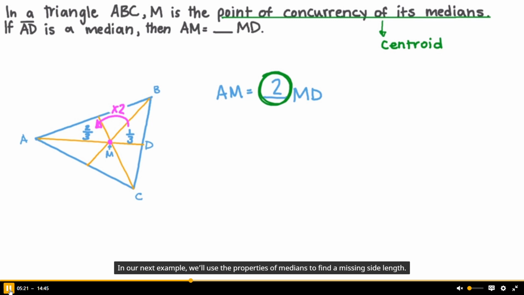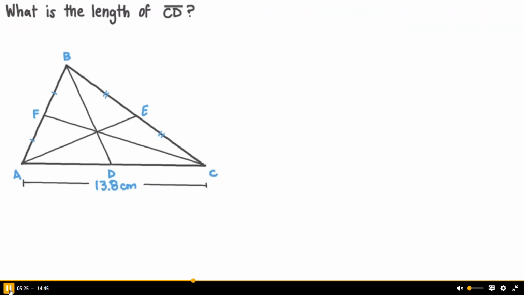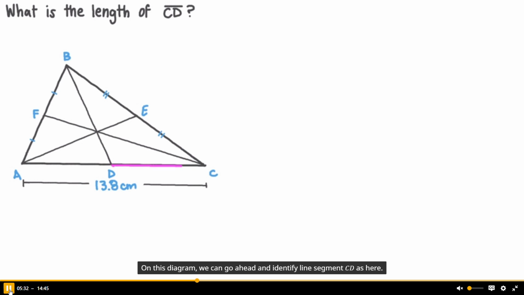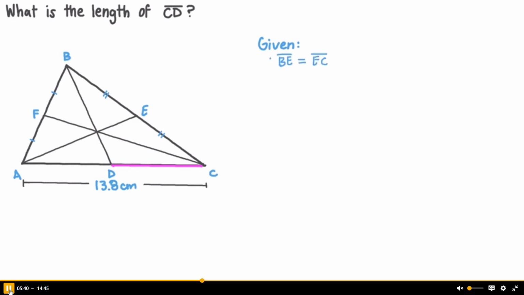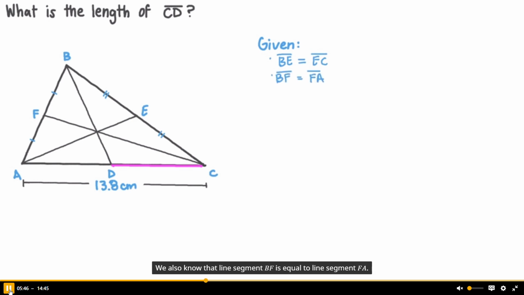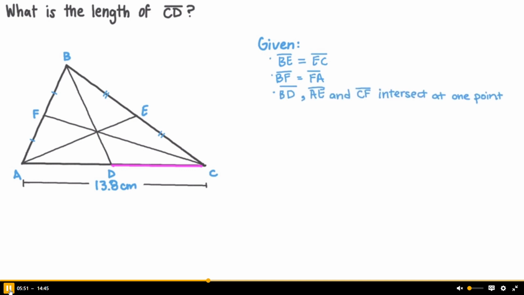In our next example, we'll use the properties of medians to find the missing side length. What is the length of the line segment CD in this triangle? On this diagram, we can go ahead and identify the line segment CD as here. From there, it might be helpful to write out what we know. We know that line segment PE is equal to the line segment EC. We also know that the line segment PF is equal to the line segment FA.